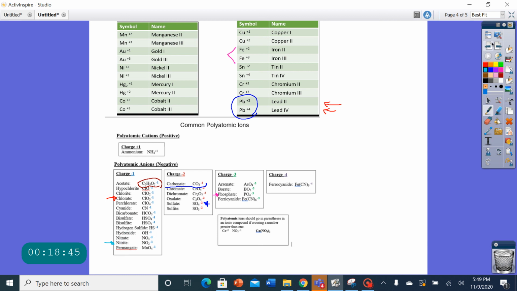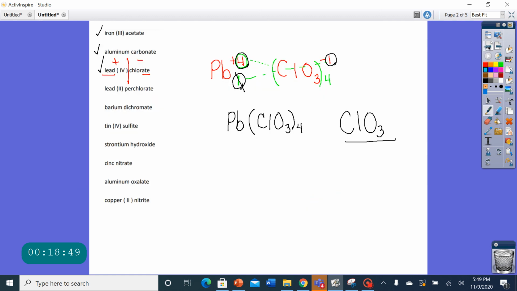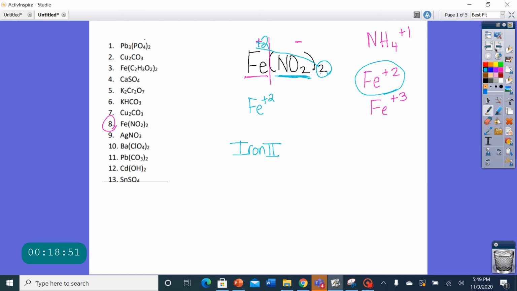So this is nitrite, and that's very important because if you spell these incorrectly, it's not going to be counted right. So it's iron 2 nitrite. Okay, and that is how you figure out the name for this particular compound.